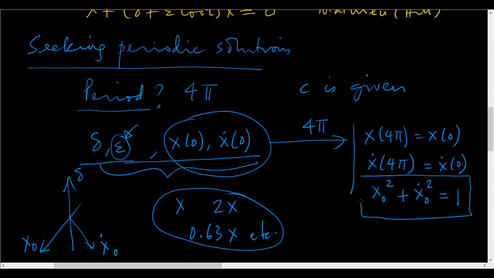Maybe positive, maybe negative, we don't know. So these are the three equations that we will have. Epsilon will be the one parameter. These are the inputs. I hope that is clear.